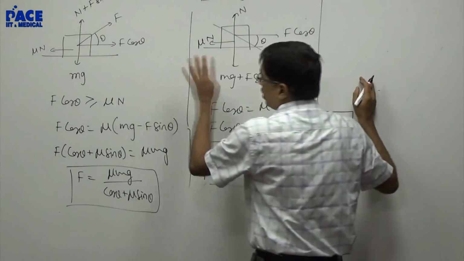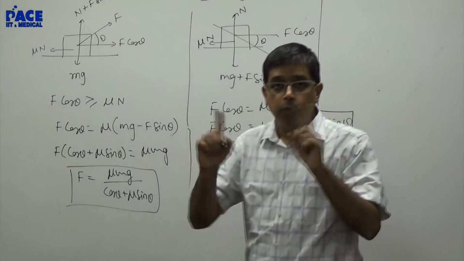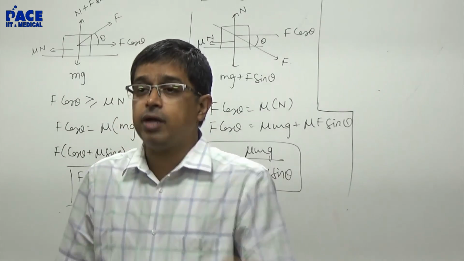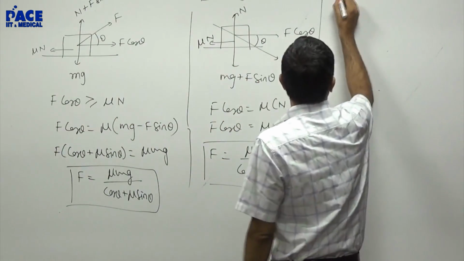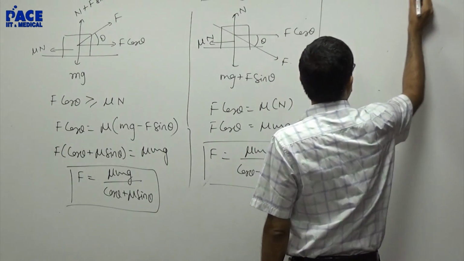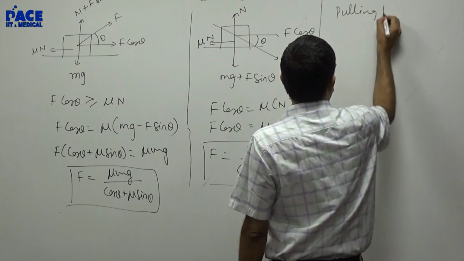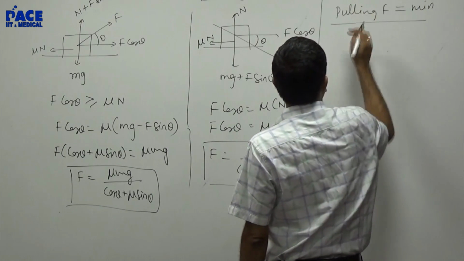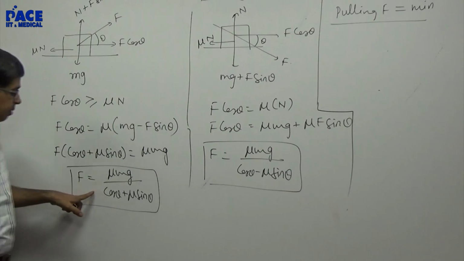Now from this I understand that pulling is easier. At what angle should I pull so that the force is minimum? Find theta for which the pulling force is minimum.